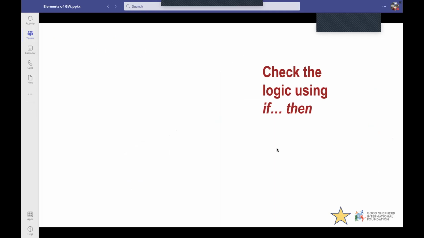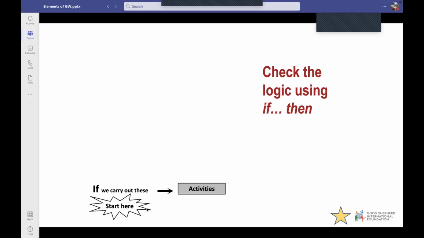Next, you check the logic, okay? You start here, your starting point, okay? Your starting point is here, 1st January 2022. You have this project that you just got funding. So if you carry out these activities, question you ask yourself, then will you deliver these outputs?